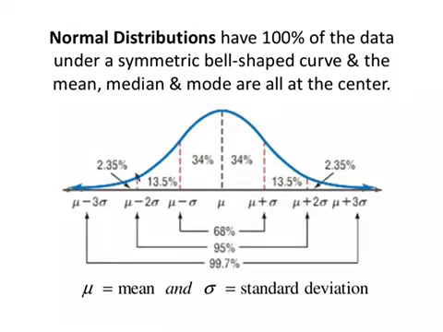Now, we have a symmetric set of data. A symmetric set of data is called a normal distribution. It has 100% of the data underneath its bell. It's symmetric, bell-shaped, and the mean, median, and mode are all at the center. So right here in the middle are the mean, median, and mode.